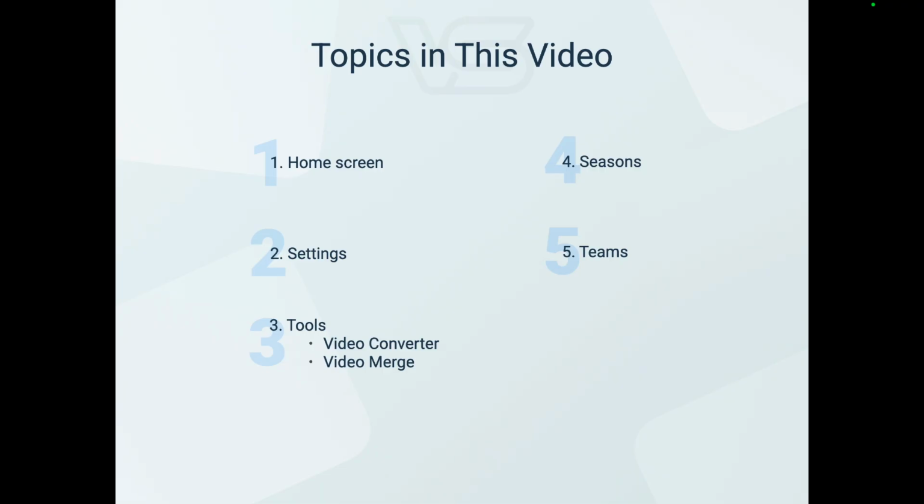First thing we're going to talk about is the home screen. There's some important information that appears in this home screen that I want to remind you that it's there so you can use it in other places in the application. The second thing we're going to talk about is the settings, the global settings for the application that are going to affect things that you do everywhere else in the application.